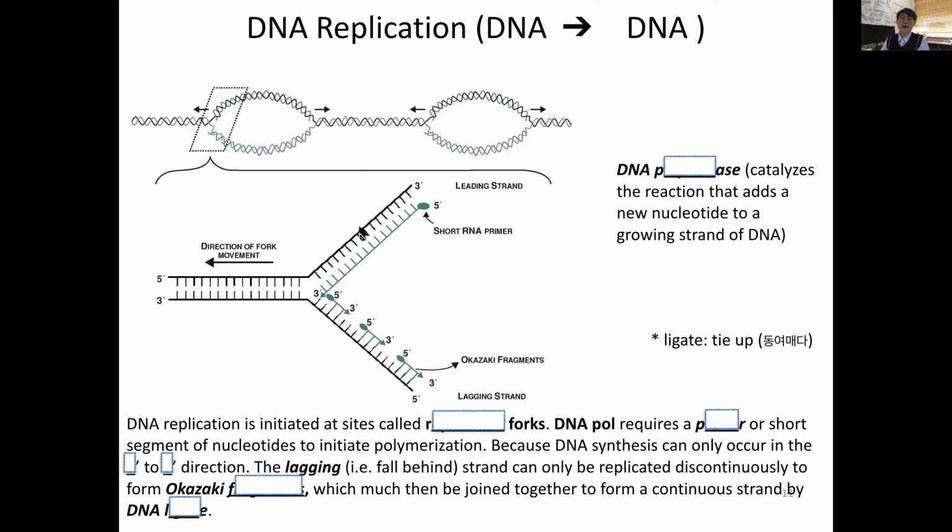So remember, DNA is only made in the 5' to 3' direction. So if one strand is 5' to 3', then the opposite strand is 3' to 5'. And our creation, making the DNA based on this template, should start at the 5' end going towards the 3' end. So this part is called the leading strand because this polymerization can happen continuously.